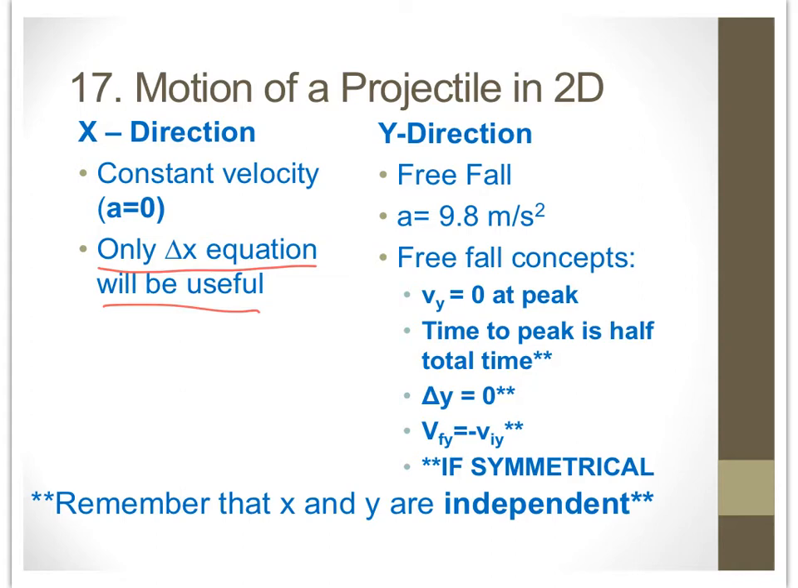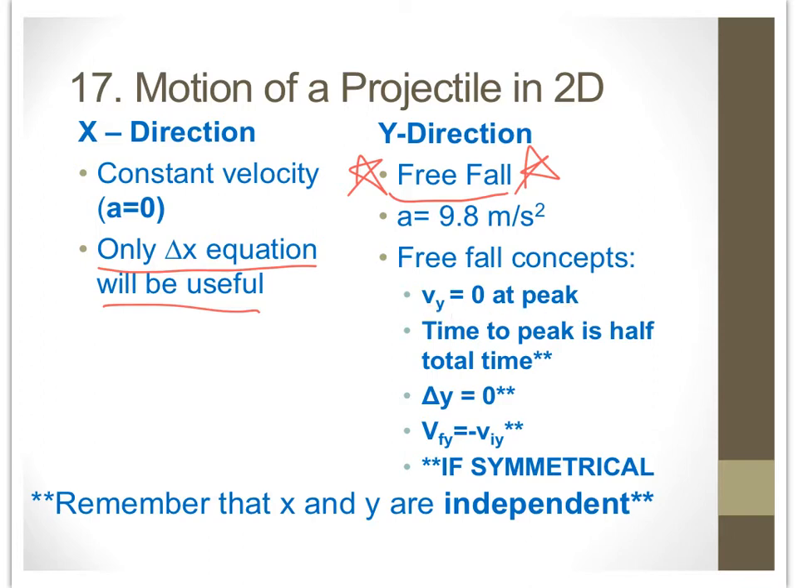In the y direction, we have free fall, and that's really the most important concept, but there are a lot of sub-concepts, if you will, that follow from that. The first, obviously, is that our acceleration is 9.8 meters per second squared down. And then we also have all those other concepts that we talked about during Unit 1.